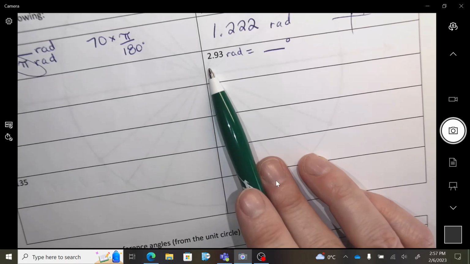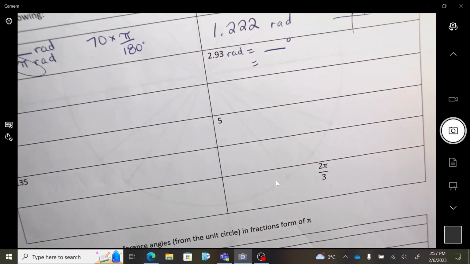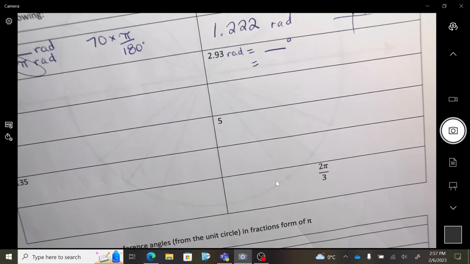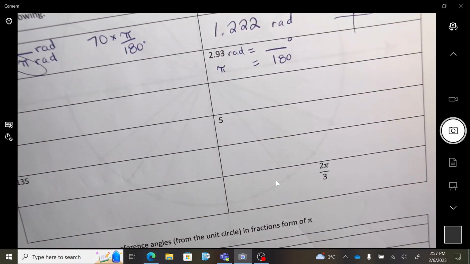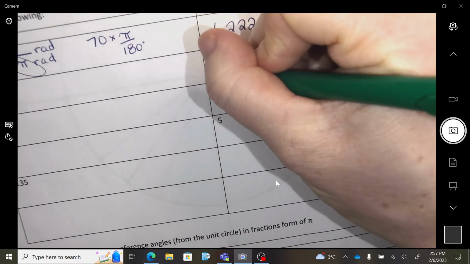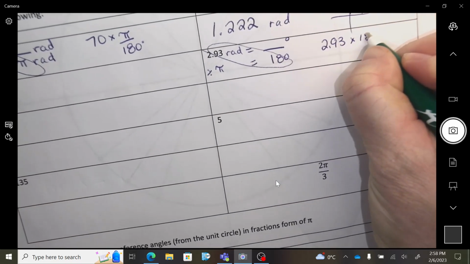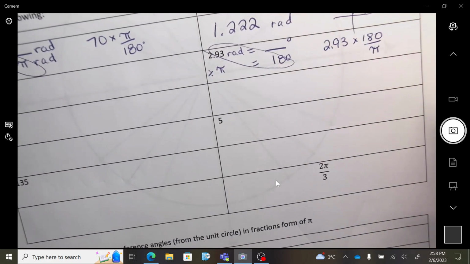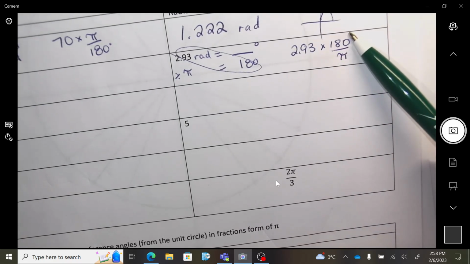Okay, so here's what I'm doing. 2.93 radians equals something degrees. And then what's the thing we know? Pi and 180. Make sure you line up your ratios together, right? Pi, 180. Your t-shirts and your pants have to be the same order. Figure out which ones you would times and divide. It's pi over pi. So you're going to be timesing by 180 and then dividing by pi.